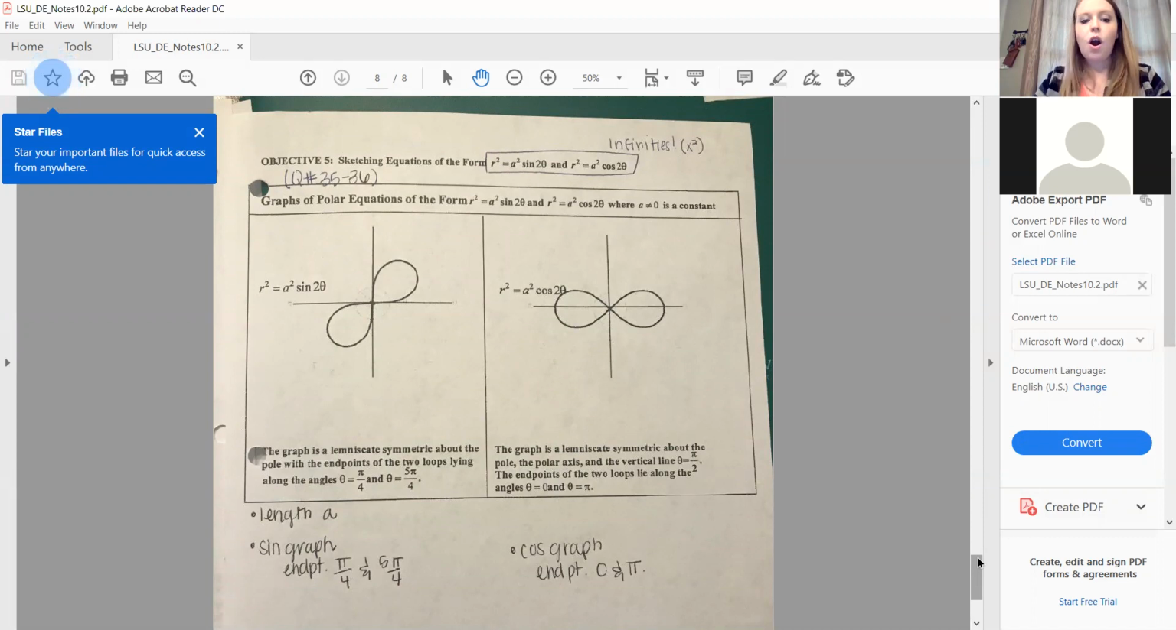Sine graphs are always going to have these 2 endpoints, pi over 4 and 5 pi over 4. Cosine graphs are always going to have these 2 endpoints, 0 and pi, and it literally doesn't get any harder than that. Okay, so I didn't really do anything. That's what they're going to ask you, the length of a and where the endpoints are, and then pick the graph. Okay, that's questions 35 and 36, so just those 2.